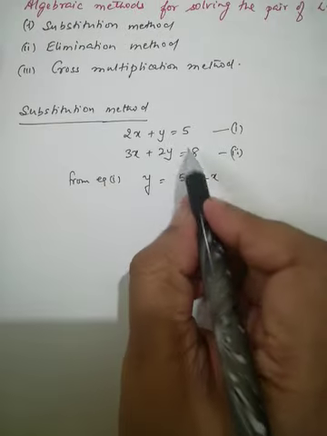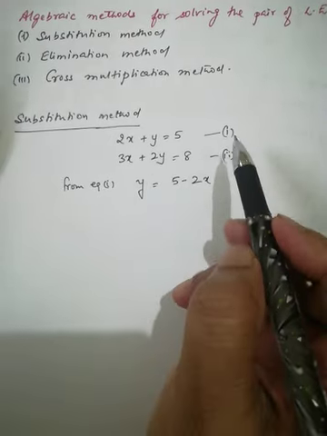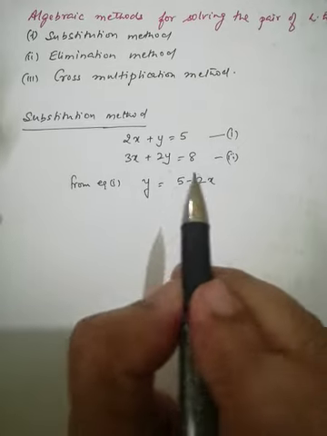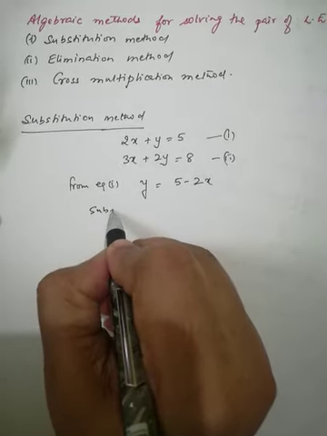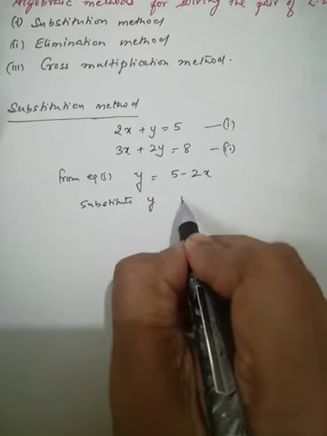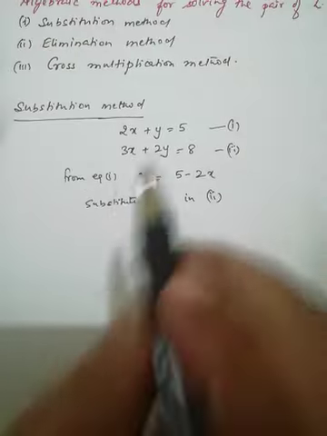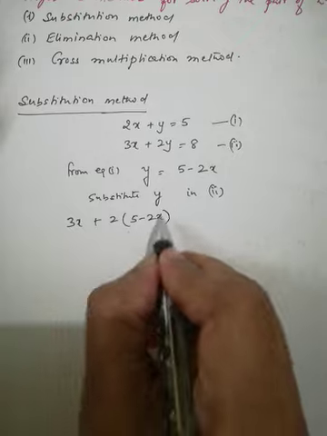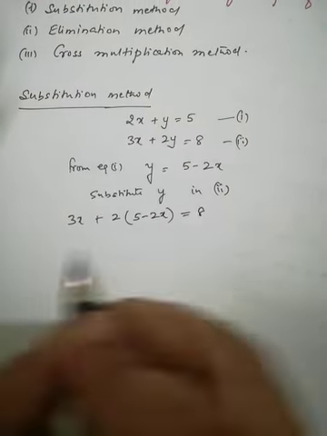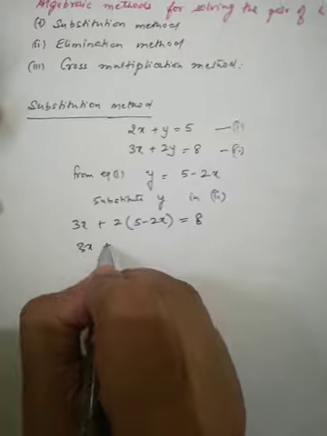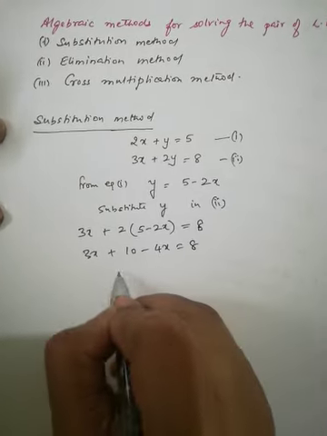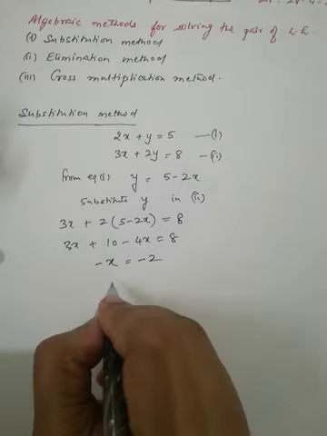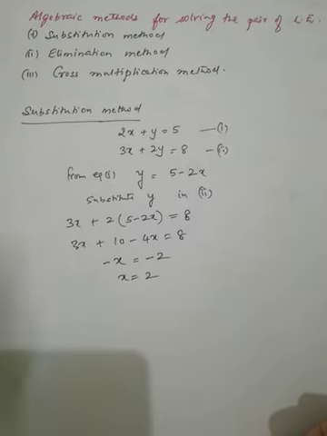Now this will be substituted in the next equation. Remember, don't substitute in the same equation. From wherever you are taking y, you have to substitute in the second equation. So let me substitute y in 2. In place of y, I will write 5 minus 2x, and I will not forget to put the bracket, is equal to 8. And this we will solve. Minus 6, 10 will go that side, 8 minus 10 will be minus 2, so you get x is equal to 2.